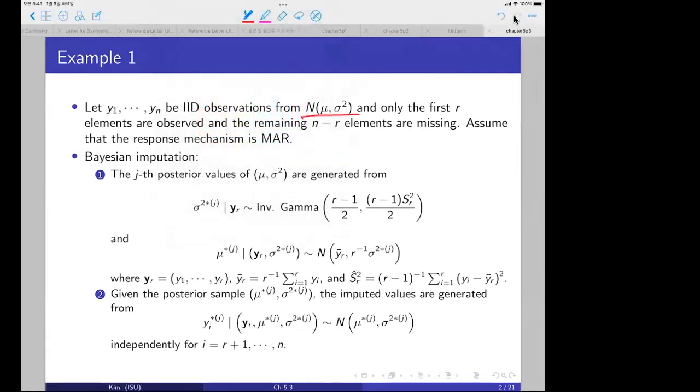So normal mu sigma square, and the first r elements are observed and the remaining n minus r elements are missing. The response mechanism is missing at random. In this normal example, we can use Bayesian imputation with an inverse gamma prior and posterior. So you generate sigma first and then generate mu, and then from mu and sigma you generate y star. That is the Bayesian imputation.